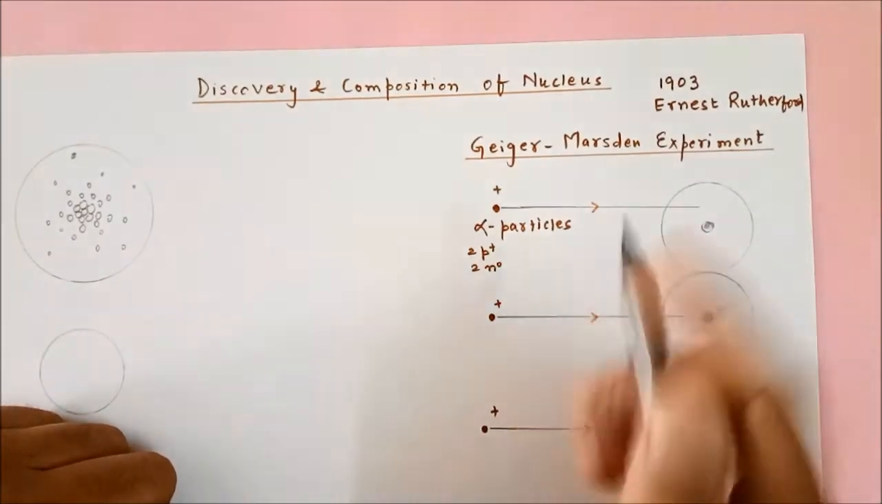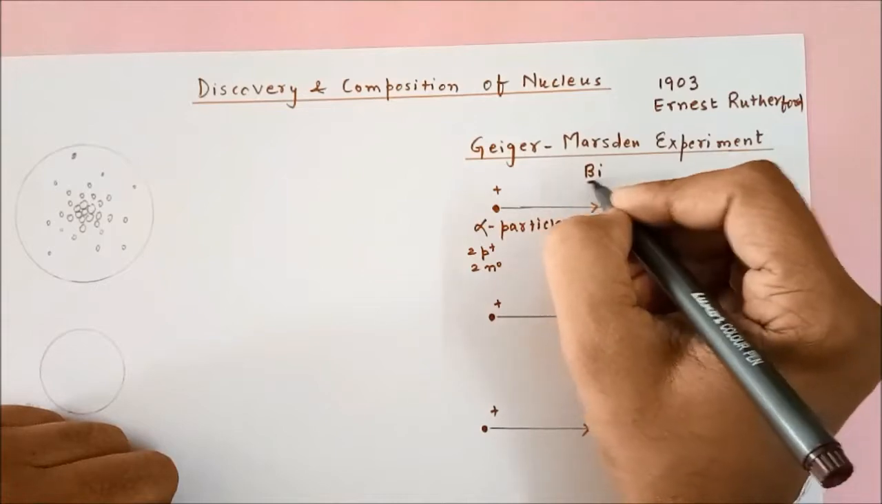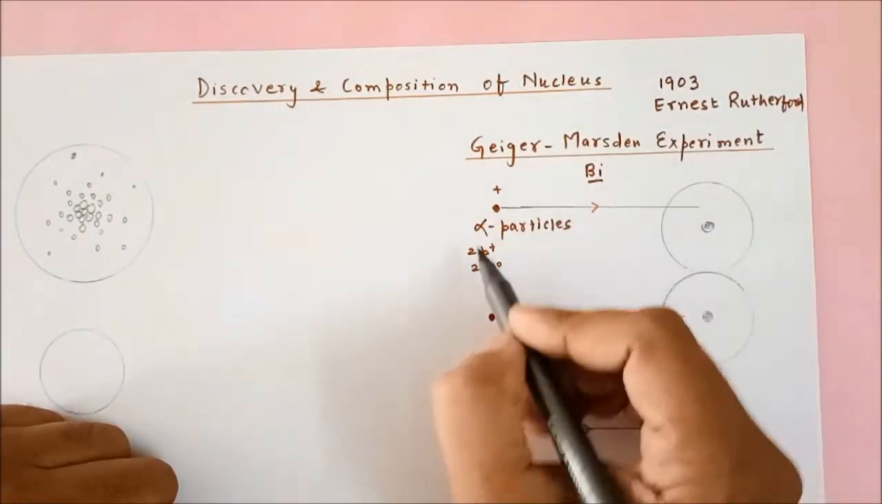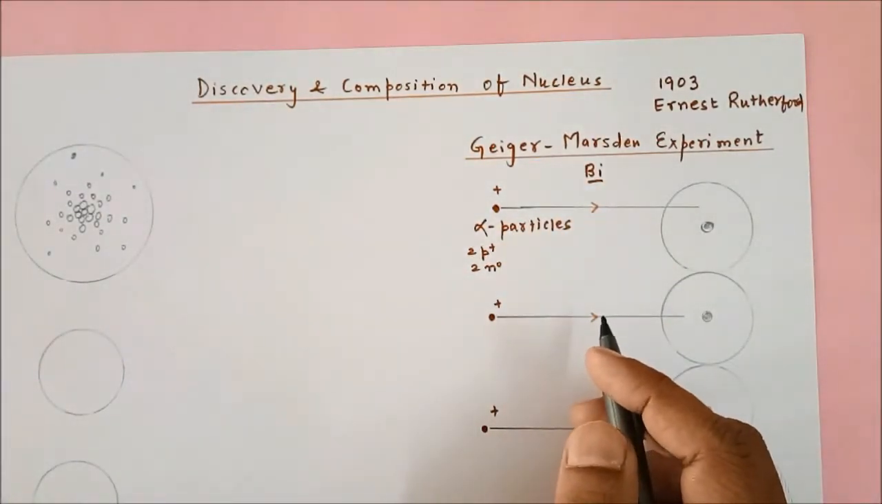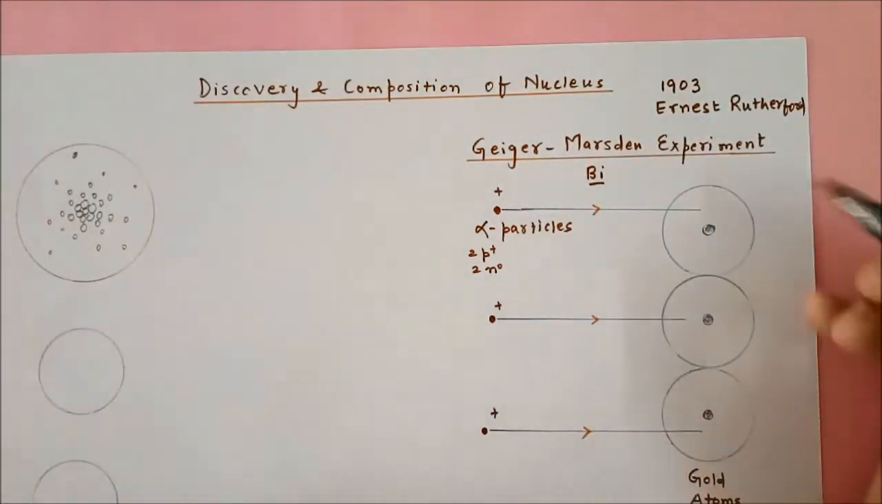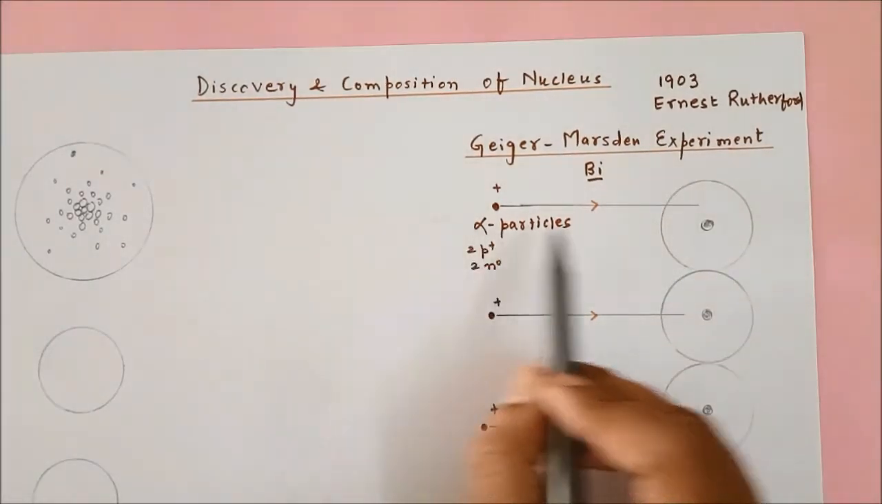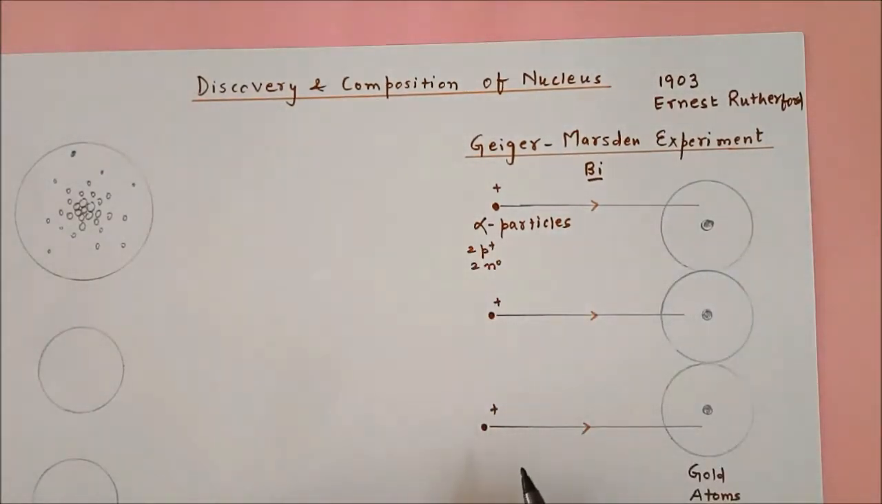For this experiment, Geiger and Marsden selected bismuth metal. Bismuth is a radioactive metal from which alpha particles are continuously coming out, and those alpha particles were directed towards a very thin gold foil. So here we can see the atoms of the gold, and these alpha particles were bombarded on the gold foil. It was like 10,000 alpha particles.